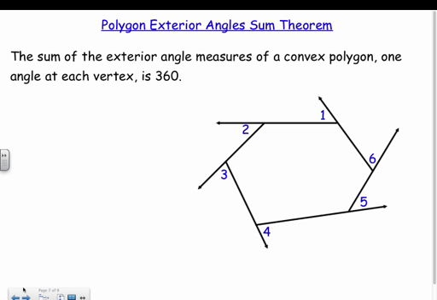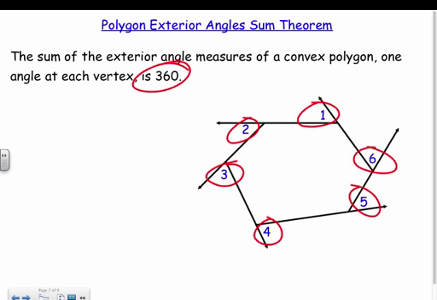What about for exterior angles? What if I extended each side? I have exterior angles, okay, and all these sides have to be going the same way. If I added up all these exterior angles, if I added up angle 1, 2, 3, 4, 5, and 6, I get 360. So all these angles add up to 360 degrees. And that works for any convex polygon. Any convex polygon, that'll work.